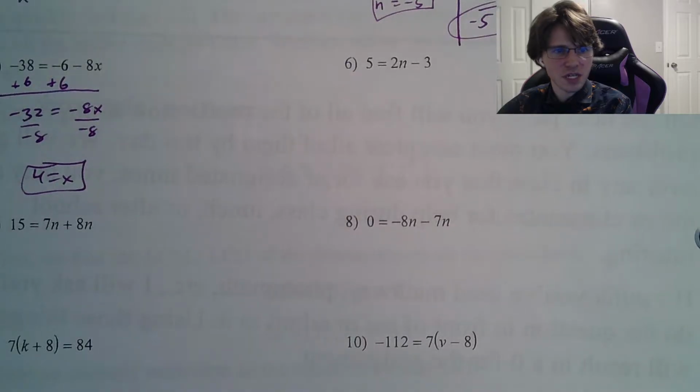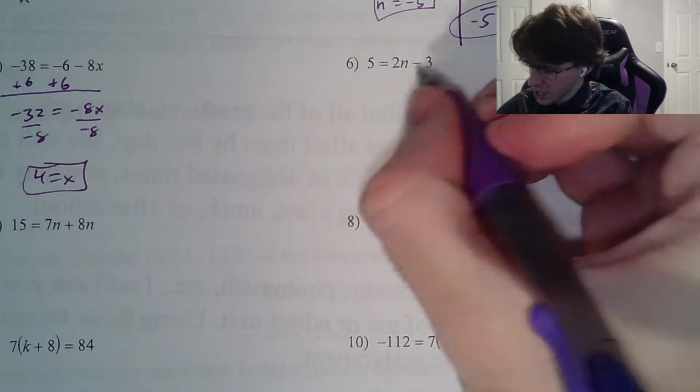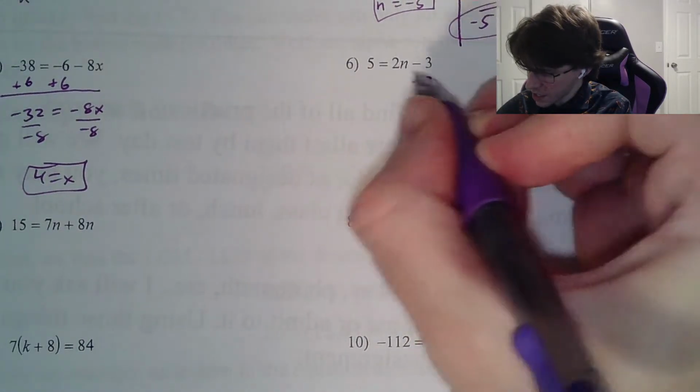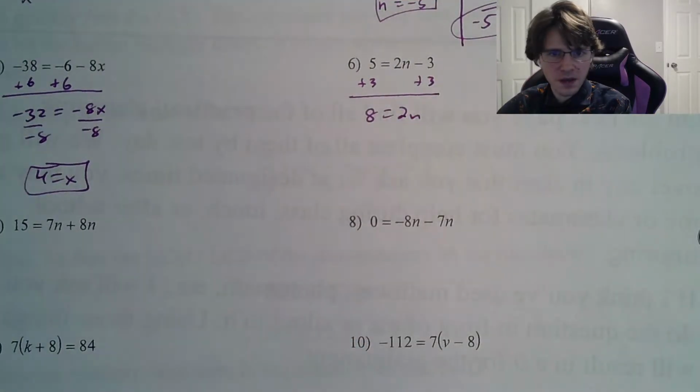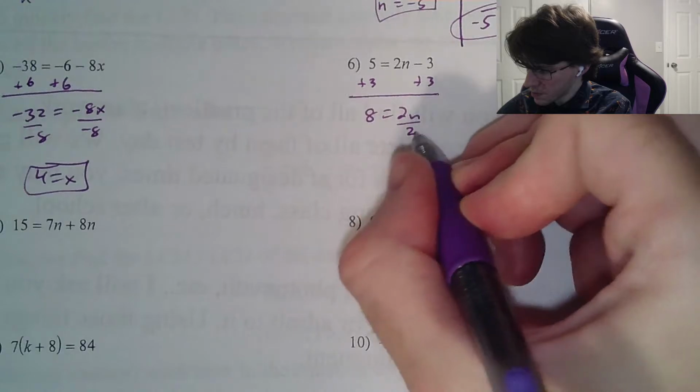For question number 6, we have to start by going ahead and adding 3 to both sides. Again, a very standard approach. And then dividing both sides by 2.